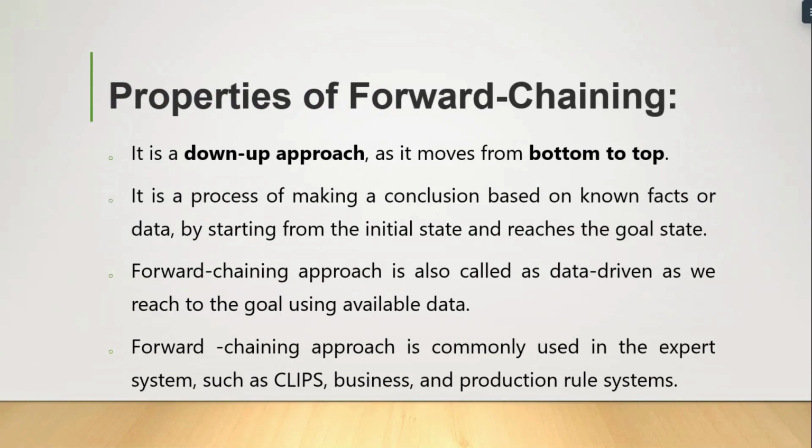Now the properties of forward chaining. It is a down-up approach, as it moves from bottom to top. It is a process of making conclusions based on facts or data, starting from the initial state and reaching the goal state. So here you go from the bottom to the top. This is called the bottom to top approach. Forward chaining is called data driven, as we reach the goal using the available data. Forward chaining is commonly used in expert systems such as CLIPS, and in business and production rule systems.